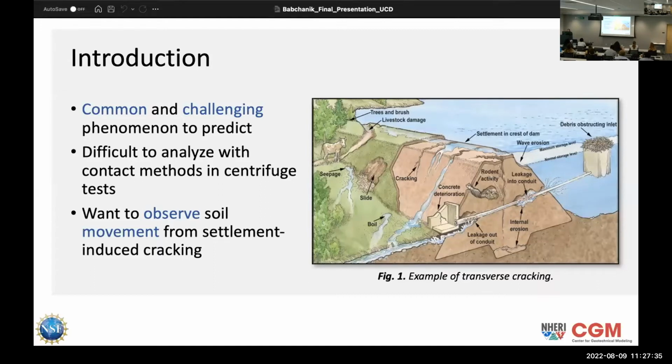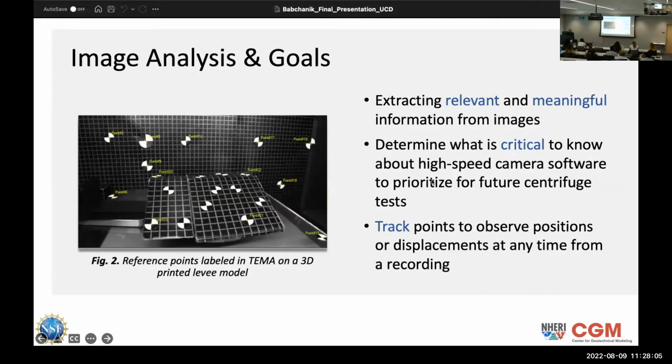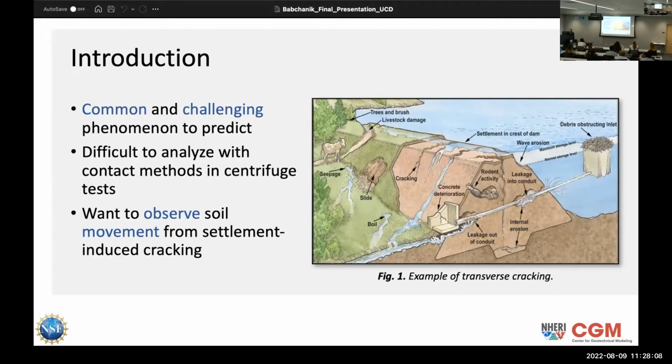Embankment dams or levees effectively keep back water and control it from rushing rapidly to the other side. As water flows through slowly, it can gather soil particles, and if it gathers enough, it can erode an opening in the dam, making it easier for the water to go through quickly. This is called internal erosion, and transverse cracking, which are cracks in the direction of the seepage, as shown right here, stems from this phenomenon.